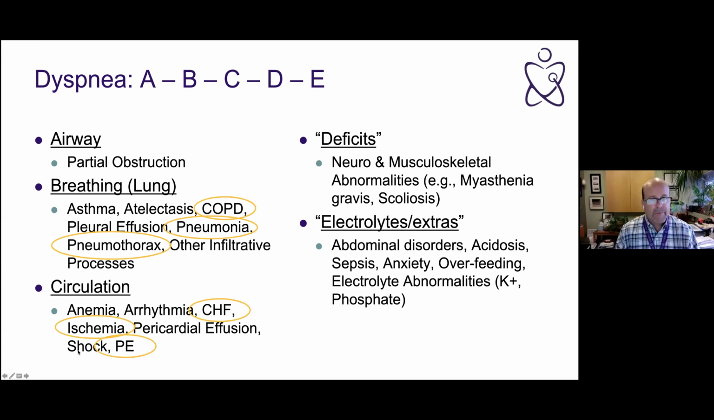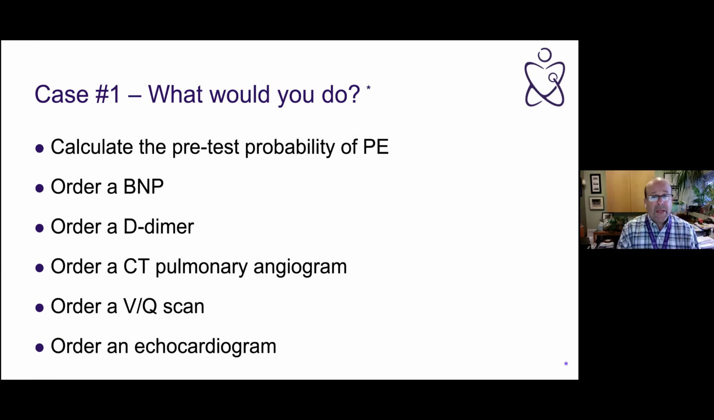And then with this woman, we already talked about the differential. Maybe it's her COPD, pneumonia, the chest x-ray didn't look worse, pneumothorax, that didn't show up on the chest x-ray, heart failure, didn't look like that, your exam didn't really look like that, ischemia, PE. So you still have some of these things on the differential. And so now, next poll question, now what would you do?